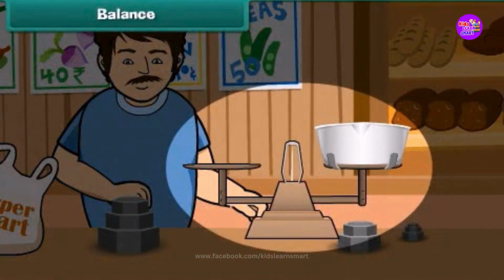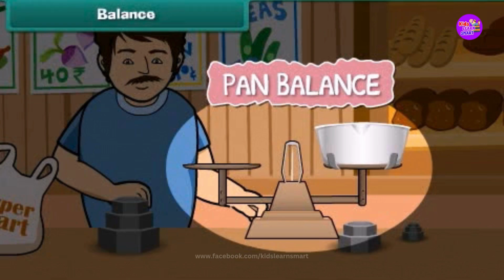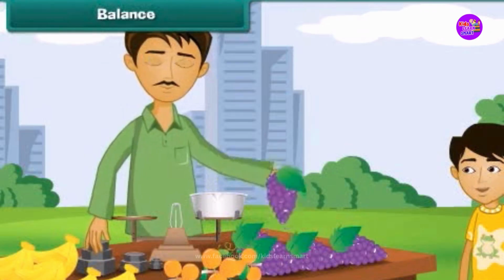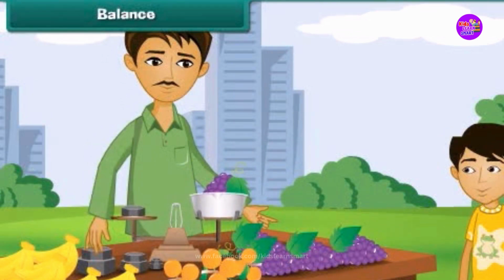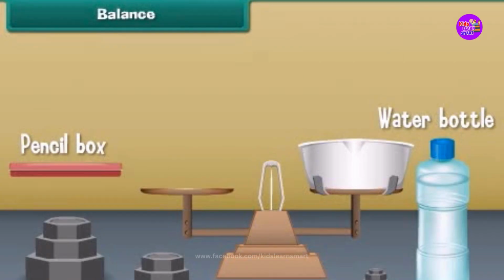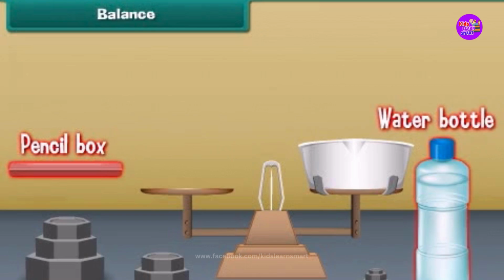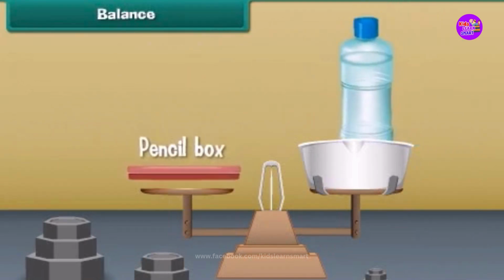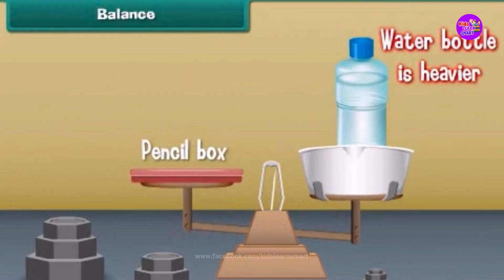Have you seen this instrument? Yes, it is a pan balance. You may have seen it at a grocery store with vegetable sellers and fruit sellers. Now let us measure the weight of the pencil box and water bottle. Can you tell which is heavier, a pencil box or a water bottle? Yes, water bottle is heavier than pencil box.